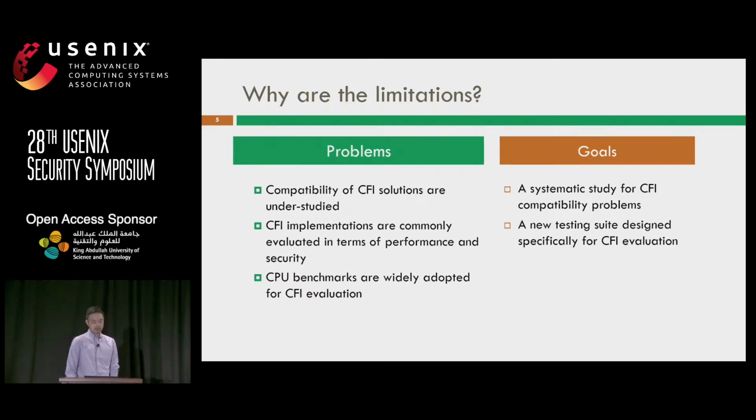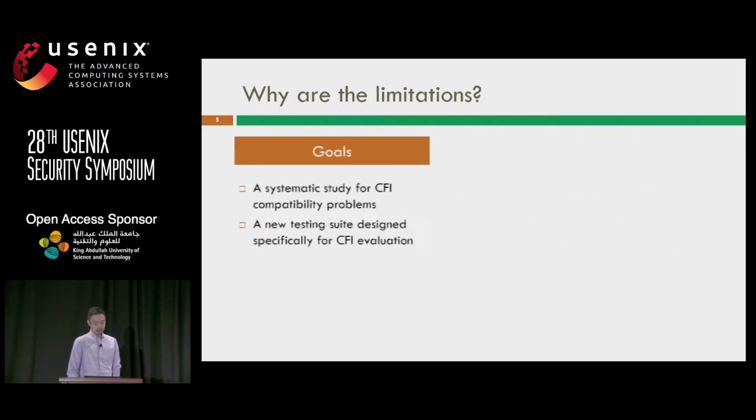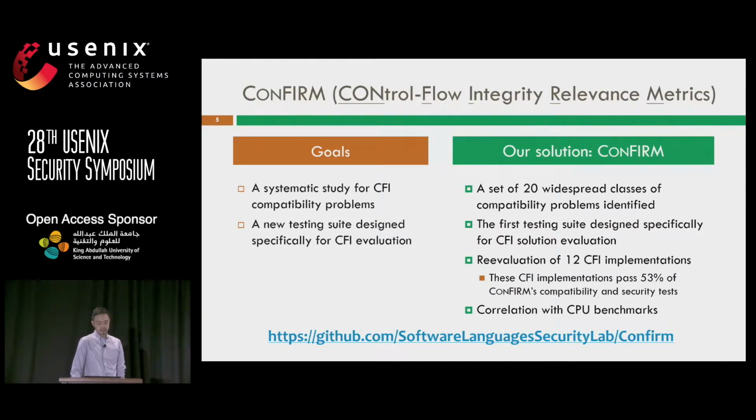And there's a lot of aggressive testing done with CPU benchmarks, but those are probably good for performance testing, but still do not reveal what the compatibility problems are. Because CPU benchmarks, I think we all agree, are not representative of the control flow graphs of, say, Microsoft Word. Those are very different programs. So in order to cope with these problems, we propose our solution, Control-flow Integrity Relevance Metrics, ConFIRM.